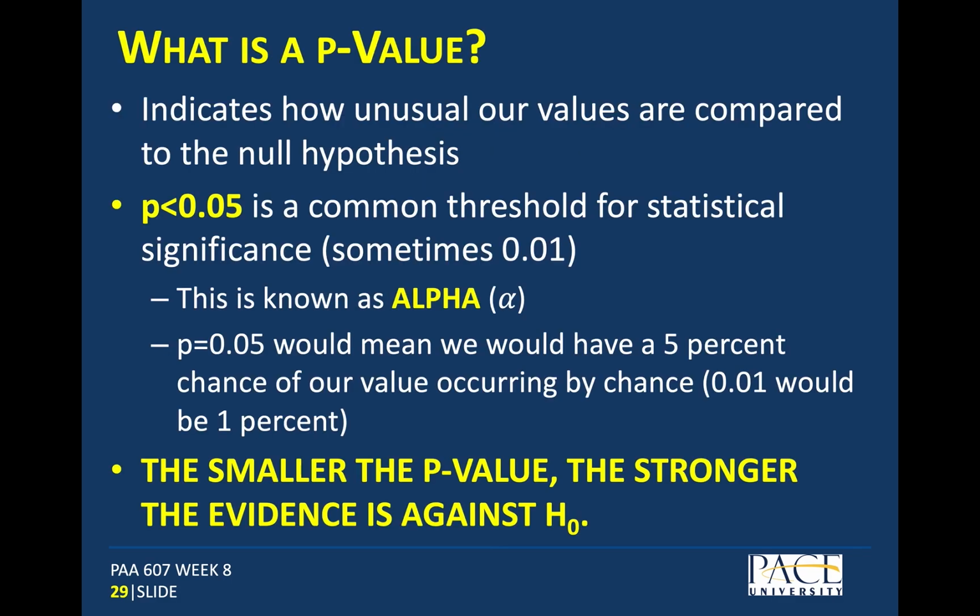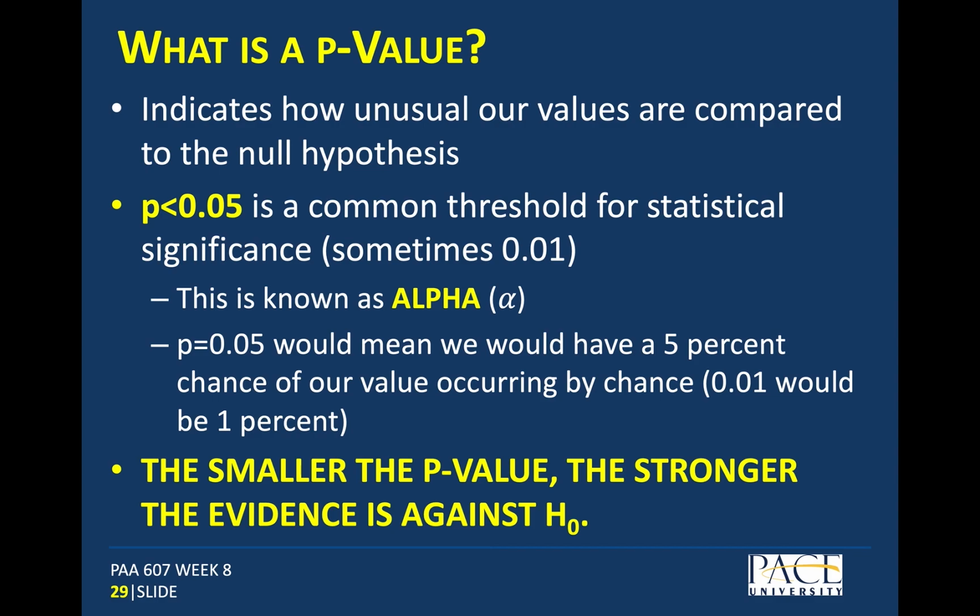Now you may be sitting at home and thinking, Dr. Crosby, what exactly is a p-value anyway? Don't worry, I'm here to help. So a p-value indicates how unusual our values are compared to the null hypothesis. And in social science, and public administration is a social science, p less than 0.05 is a common threshold for what we call statistical significance. And what that's basically saying is if we see a p-value of less than 0.05, we can look at that value and say, yeah, that's a really unusual value.